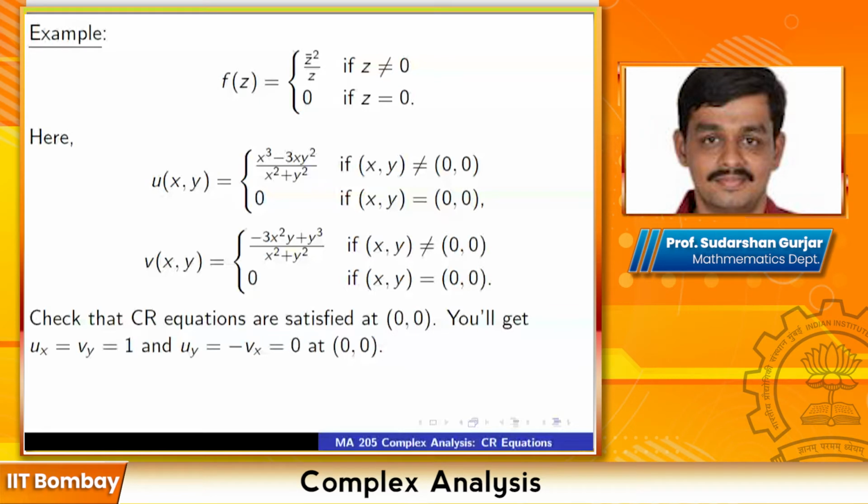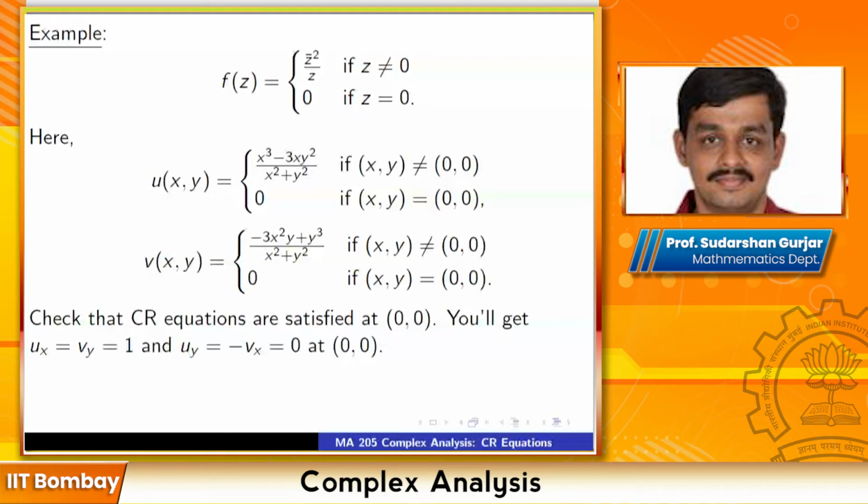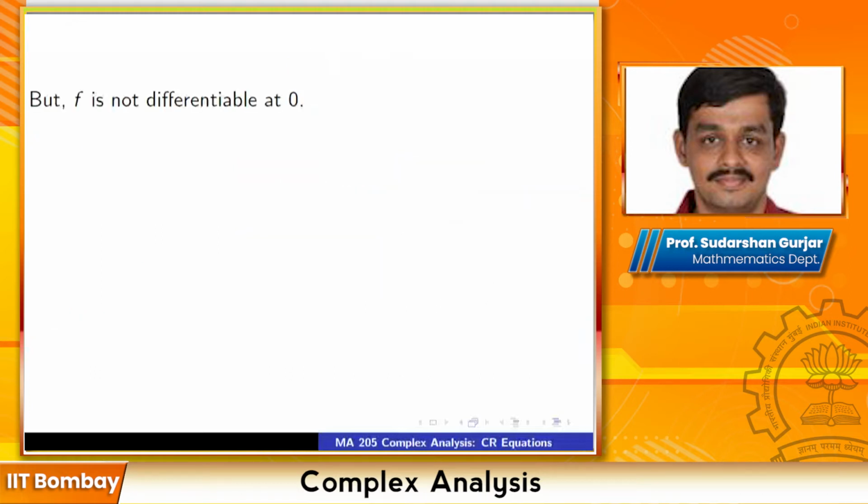So once again, check that CR equations are satisfied at the origin. You will get ux equal to vy equal to 1 and uy equal to minus vx equal to 0 at (0, 0). So once again, as in the previous example, the Cauchy-Riemann equations are satisfied at (0, 0). This is just some mechanical computation you can do. All of you can do these differentiations better than me, so I'm not listing the steps. So just check that ux is equal to vy is equal to 1, uy equal to minus vx equal to 0 at the origin. But in this case, unlike the previous, f is not differentiable at 0.